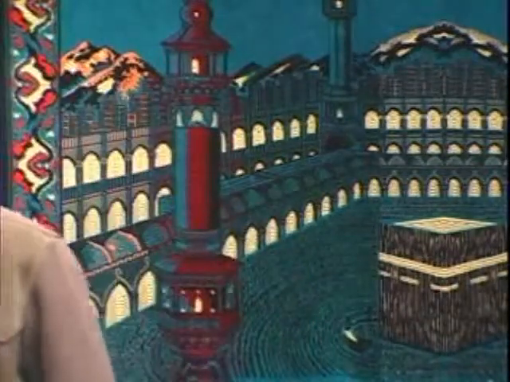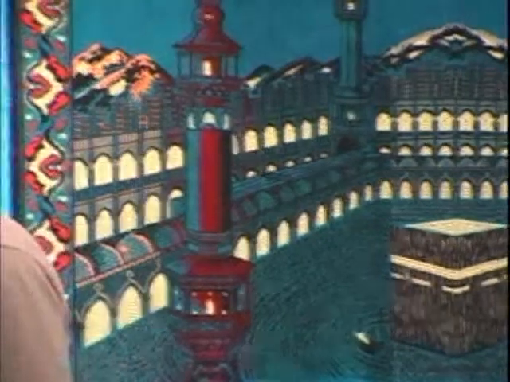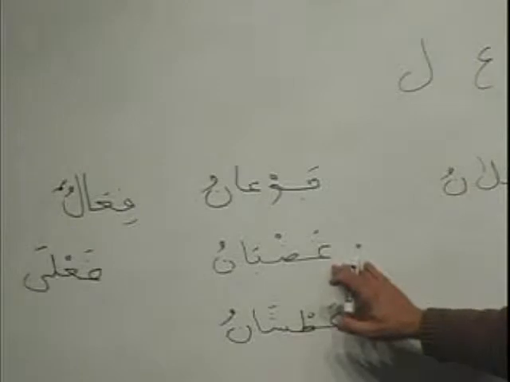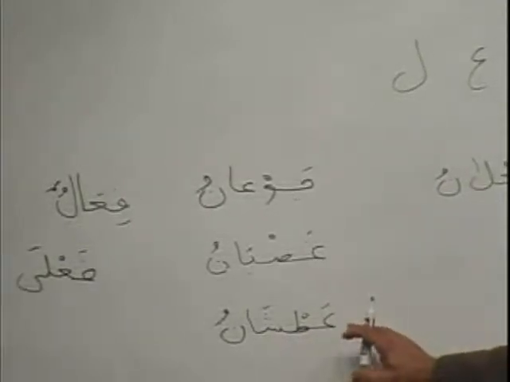Now, jaw'an, brothers and sisters, and ghadban and atshan, when you go to the root, you will find a verb there. Ghadban, the madi is ghadiba. He became angry. Atshan, atsha. He became thirsty.